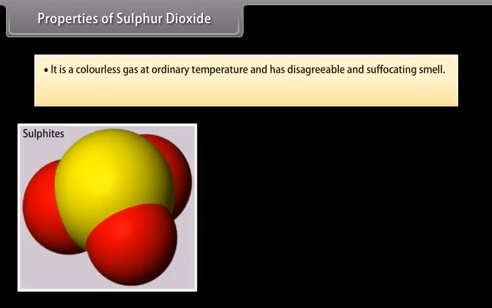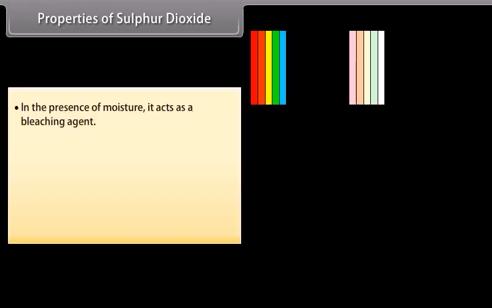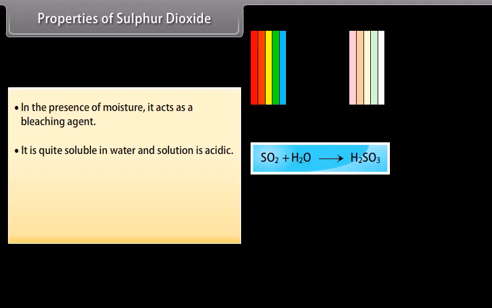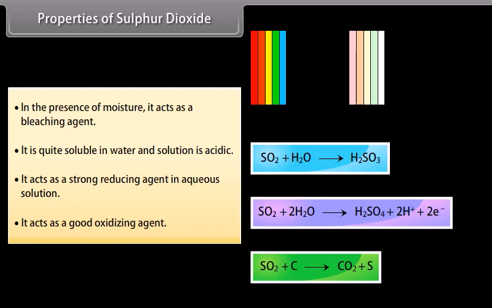Properties of sulfur dioxide. It is a colorless gas at ordinary temperature and has disagreeable and suffocating smell. It reacts with alkalis, forming sulfites and bisulfites. In the presence of moisture, it acts as a bleaching agent. It is quite soluble in water and solution is acidic. It acts as a strong reducing agent in aqueous solution. It acts as a good oxidizing agent. For example, at 1000 degrees Celsius, it oxidizes carbon into CO2.